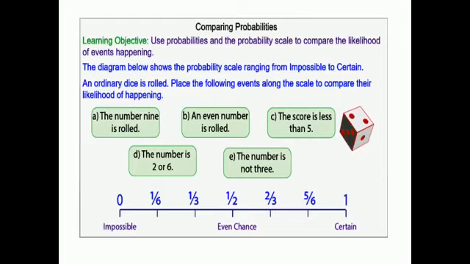It's more likely, so 2 by 3. The number is 2 or 6. There are 2 chances, so you can write it as 1 by 3. The number is not 3. That means you can take all the 5 numbers, not 3, so it will be 5 by 6. So this is the way we can write the probability in fraction form.